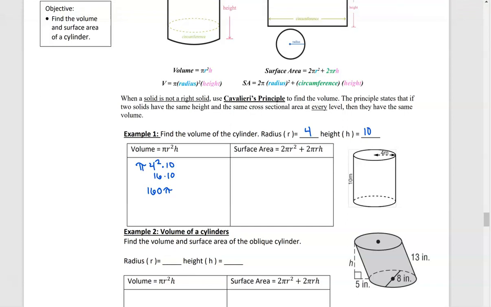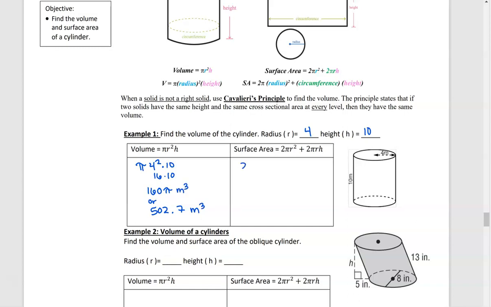If it asks for rounding, then you would go ahead and actually multiply those and then round to whatever tenths or hundredths, whatever it wanted after that. And then it is meters cubed because it's volume.